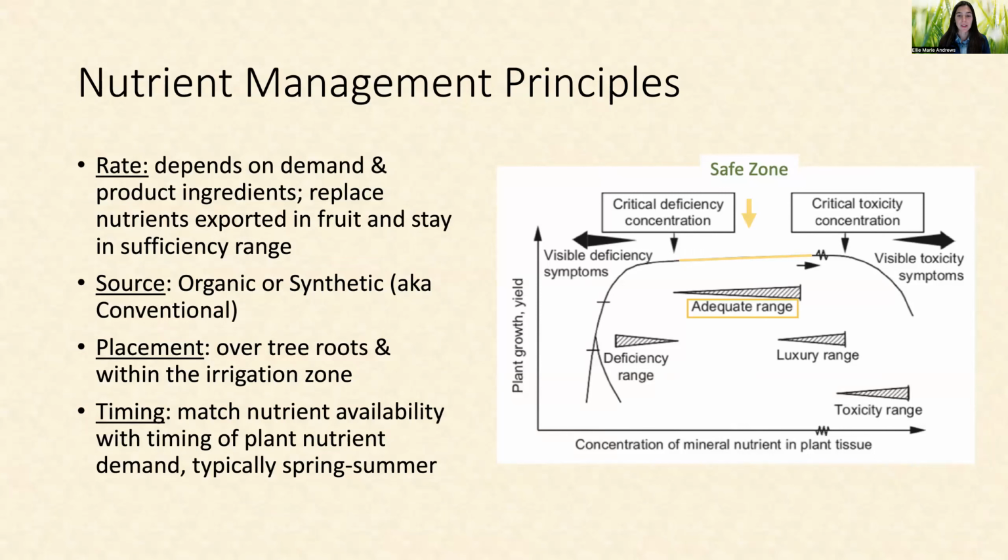And you want to think about timing. We really want to match nutrient availability with the timing of plant nutrient demand. So this usually means spring and summer, making sure that those nutrients are available right at the time when the plant needs them the most.